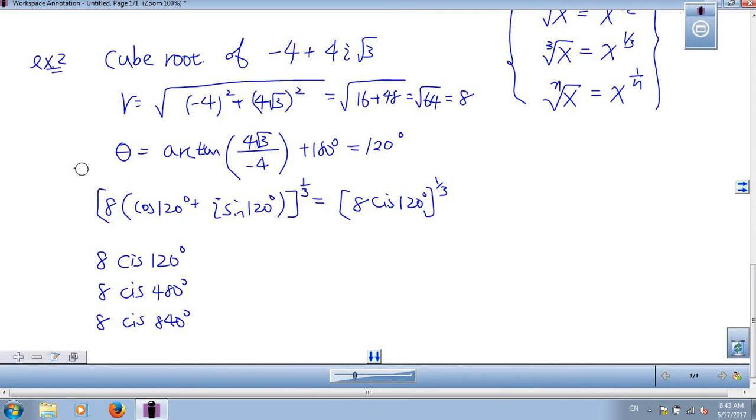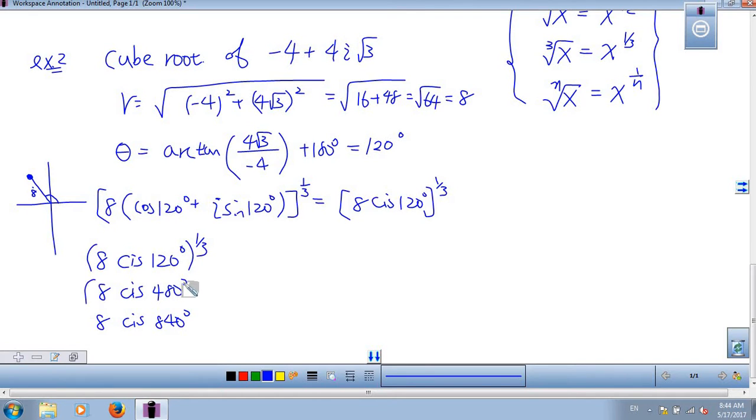Couldn't draw a straight one. Okay, so they also have the same radius, 8. And they all have the same reference angle in the second quadrant, so it's the same complex number. But why do we have to have 3? Because we have to have 3 roots.